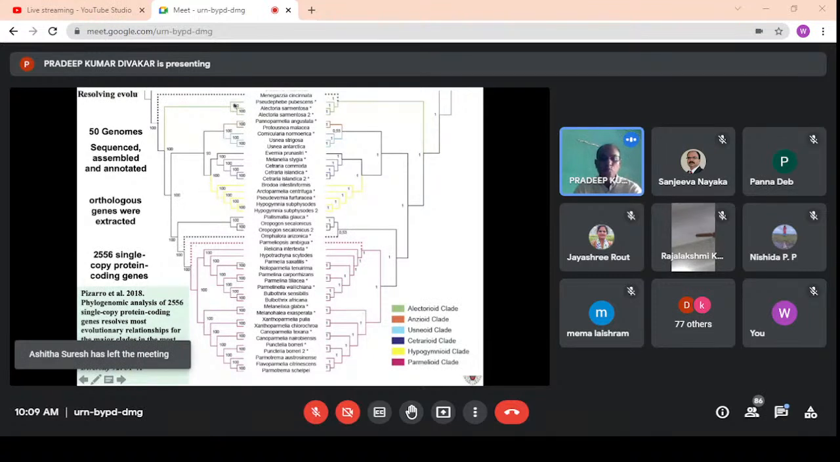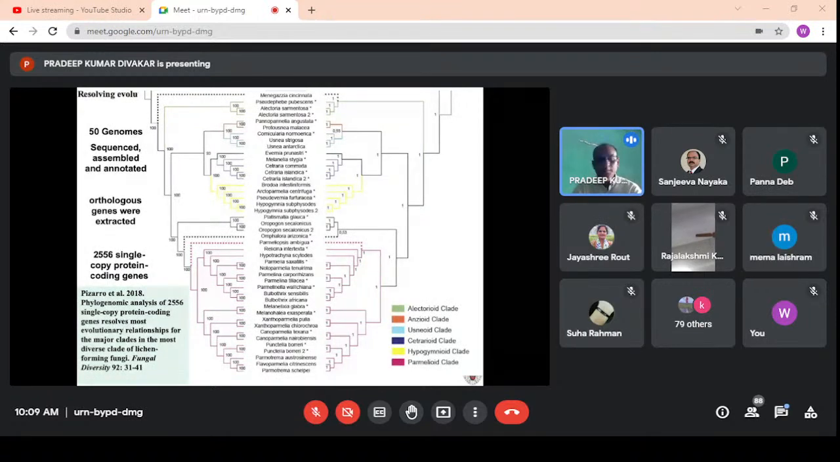We have 100% support at the nodes of all the phylogenetic relations. So what we could conclude with that, to establish phylogenetic relation, if we were unable to do with the classical markers, with the 10, 20 markers, then it is crucial to analyze all the genetic information before making a conclusion. Any conclusion, it is crucial to analyze all the genetic information, and we were able to establish the phylogenetic relation in Parmeliaceae, even just with 50 species representing all the genera.